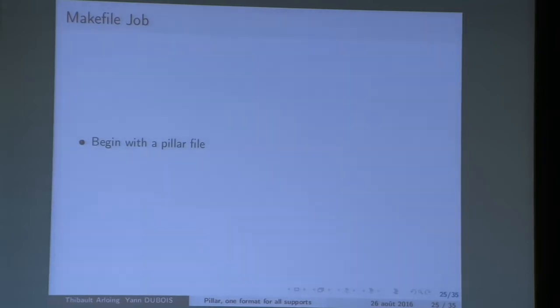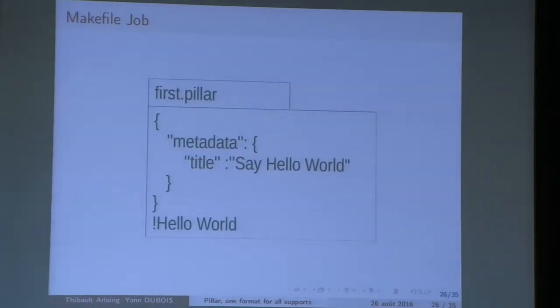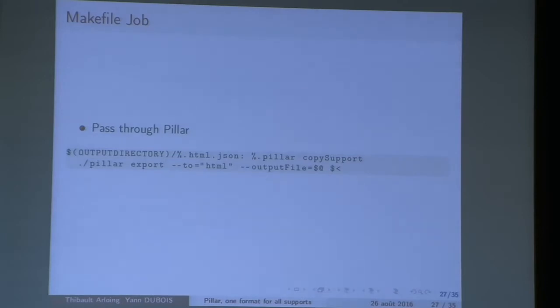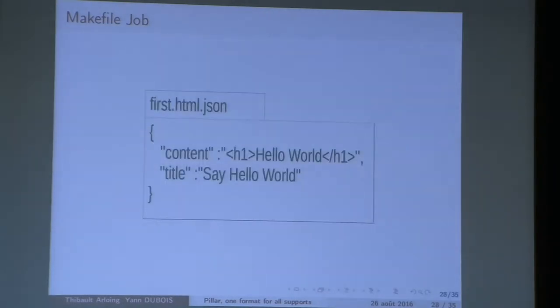So we begin with a Pillar file like this. You see here there is metadata at the top of the file. This metadata will be copied in the output file. So here we put all the metadata that we want to save, and then we can put all the content of the file.